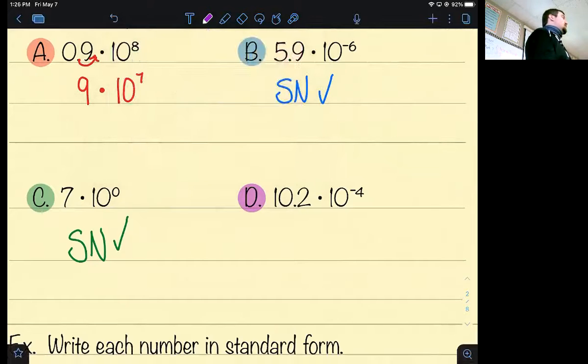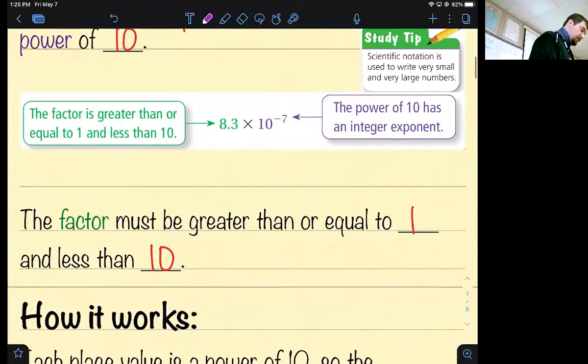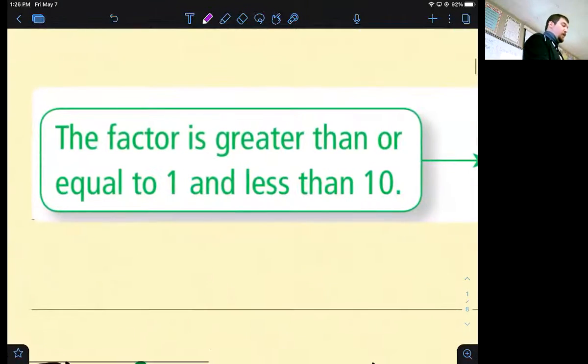Example D, is this number in scientific notation? What's wrong with that? It's bigger than 10, right? It has to be between 1 and 10. It can be equal to 1, but it must be less than 10. The reason it has to be less than 10 is because I can take this decimal point, move it back right there, and now it's equal to 1. So it can be equal to 1, but I can only have 1 digit in front of the decimal point. I can't have 2 digits in front of the decimal point, because if it did, I could just slide it over and make it 1 digit.